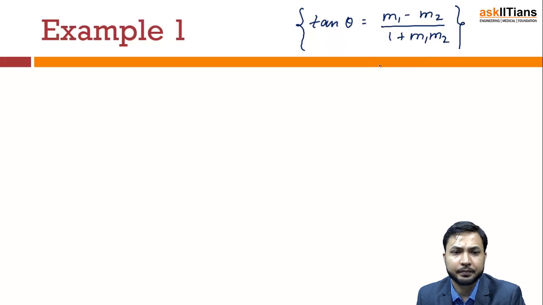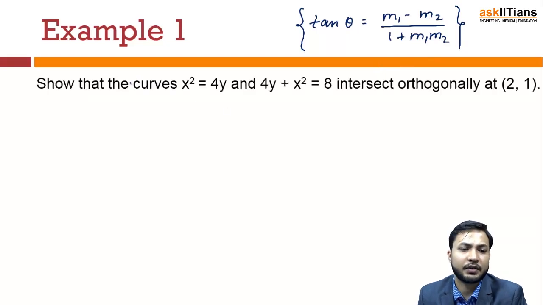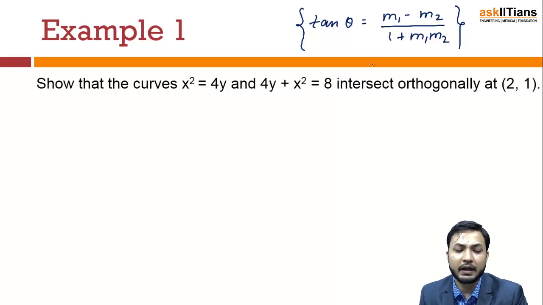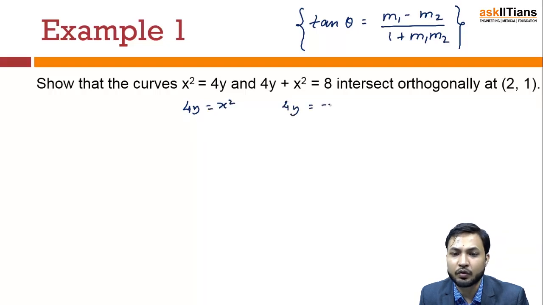Okay, this is just a fact to remember. Now let's look at my first example. I have to show that this curve x squared equals this and this intersect orthogonally. If I look directly, I know the solution, right? I have just studied this. But how do I come to that part? Look at this. I have my two equations. I will write them as 4y is equal to x squared and 4y is equal to minus x squared plus 8.